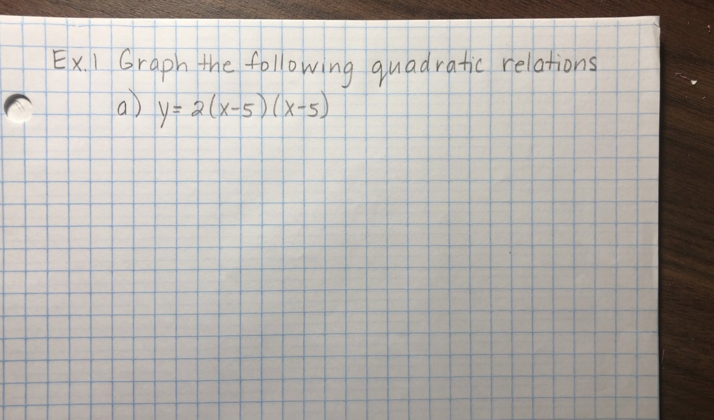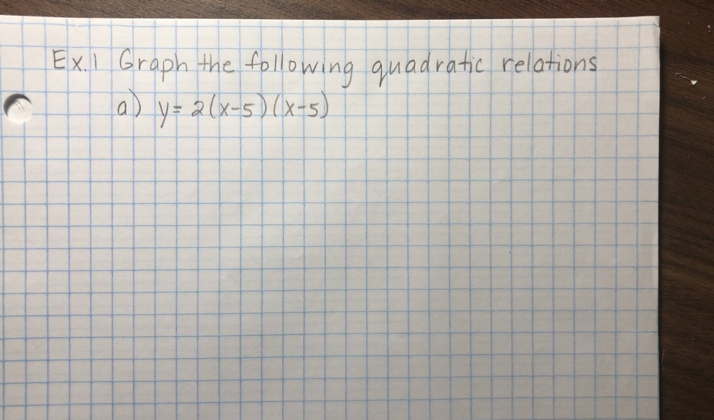In this next example, we're asked to graph quadratic relations as well. What makes this example different from the other is that the zeros are not distinct, they're one and the same. That means the vertex is going to be sitting on the x-axis, and the vertex will be an x-intercept as well. So how do we graph questions like this?